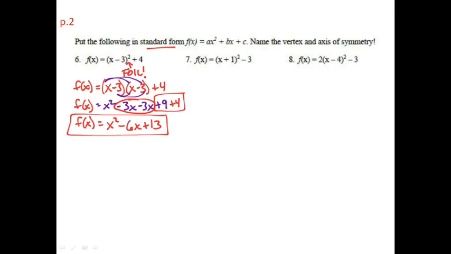And to find our vertex and axis of symmetry, we can get this from our original equation. So remember we said with the x minus 3, that means we're moving to the right 3. That plus 4 means we're moving up 4. There's our vertex. So our vertex is going to be at (3, 4). And then our axis of symmetry is the x coordinate from our vertex. So we have x equals 3.